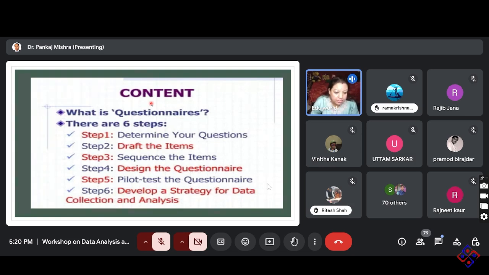Now there are certain steps. First one is to determine your question. While determining the question, we have to first see our objectives, hypothesis as well as the question. Next, the drafting of the items. Drafting of the items is nothing but when you are framing the items, how the question statement will be. Now the sequencing of the items.